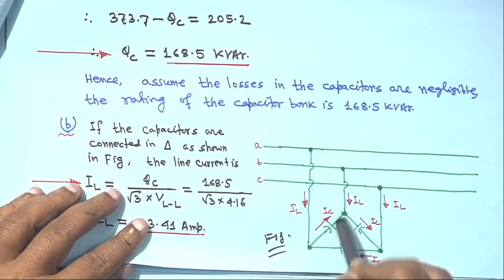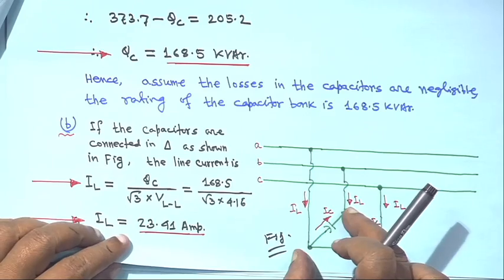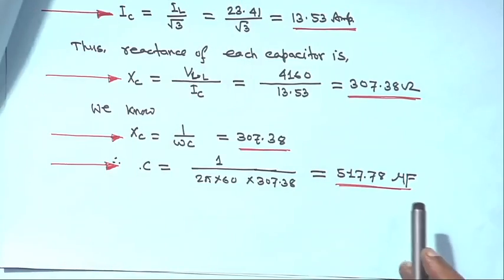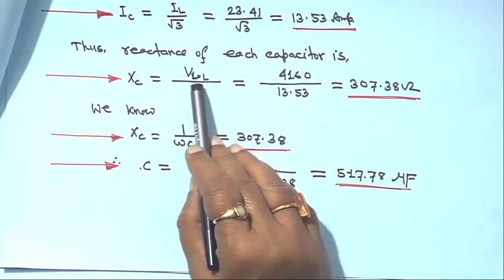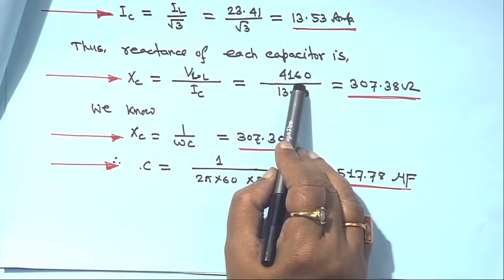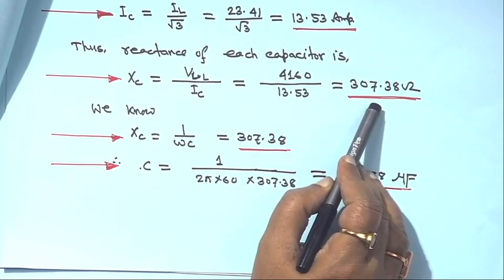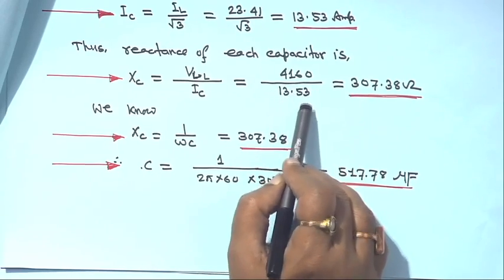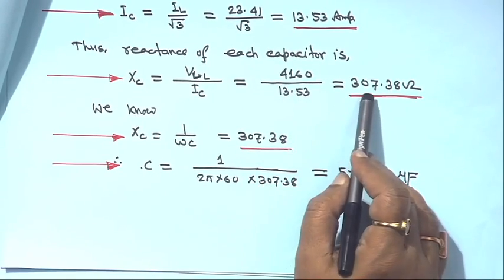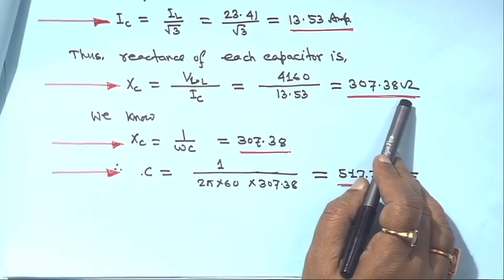So, just take one example. The line to line voltage is impressed across the capacitor. That is why we are taking Xc is equal to V line to line upon IC. IC is in ampere, we are putting the voltage in volt, then we will get the ohm. So, 4160 volt instead of kV, by 13.53 ampere. So, it is coming 307.38 ohm, right.